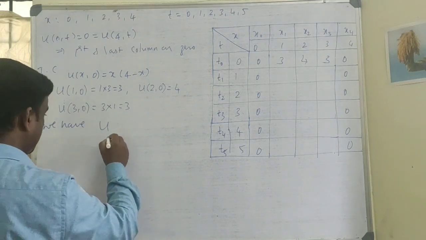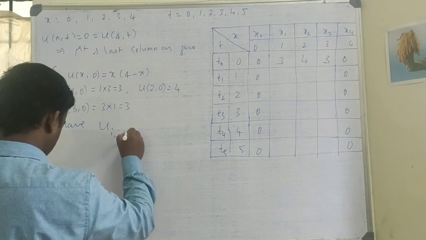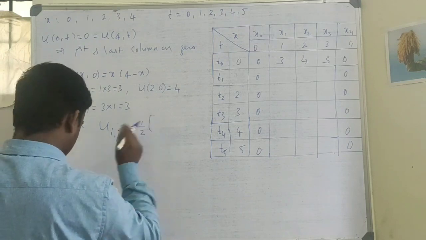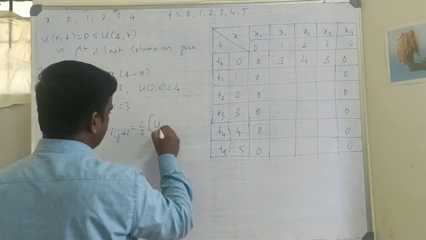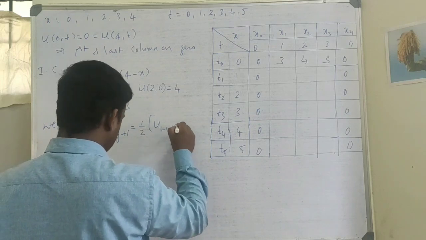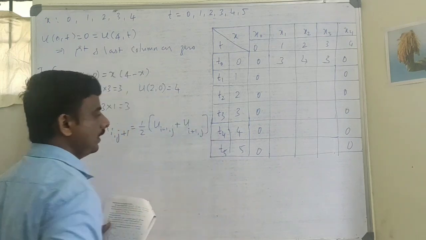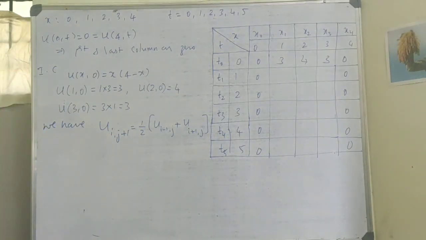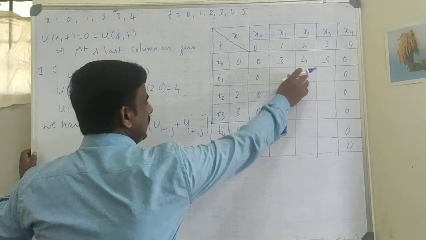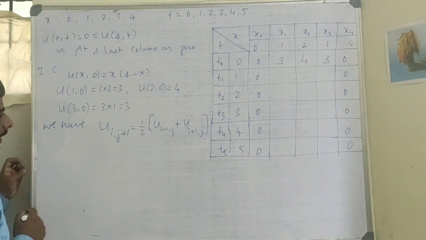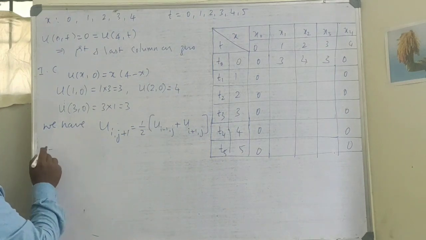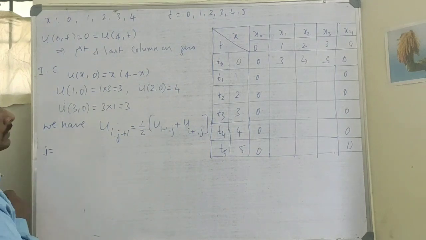We have u(i, j+1) = 1/2 [u(i-1, j) + u(i+1, j)]. This is the formula we have to use to find the other entries of the table. Now, taking j equal to 0.